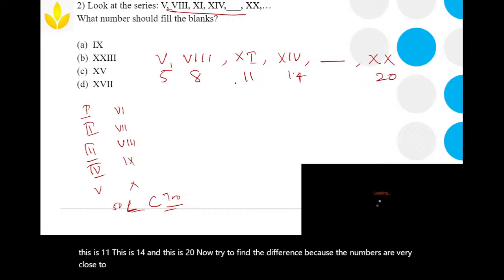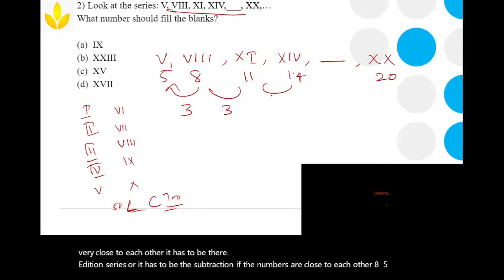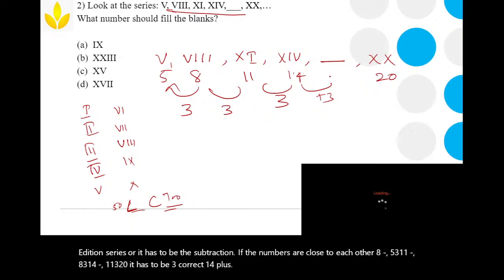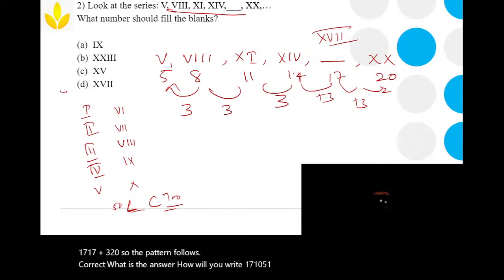It has to be either an addition series or a subtraction if the numbers are close to each other. 8 minus 5, 3. 11 minus 8, 3. 14 minus 11, 3. 20, it has to be 3, correct? 14 plus 3, how much? 17. 17 plus 3, 20. So the pattern follows, correct? What is the answer? How will you write 17? 10, 5, 1, 2. 17. Where is it? Option D. Correct? Good, all 4 of you. Answer is option D.